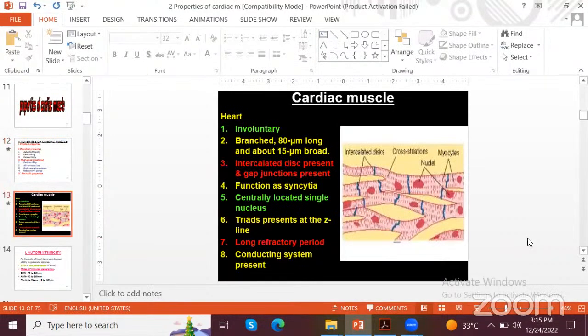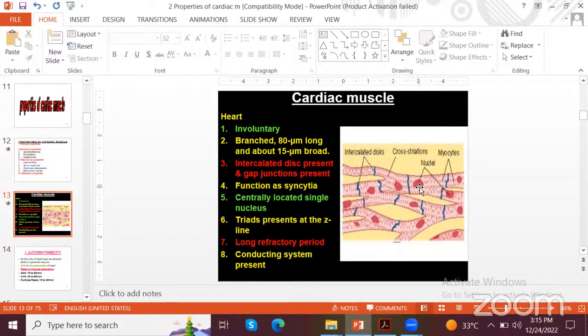Coming to the physical properties, the cardiac muscles are involuntary in nature. They are branched and the size is around 18 micrometer in length and around 15 micrometer in breadth. And intercalated discs are present and gap junctions are present, that we have seen. It acts as a syncytium, that is, it functions as a single unit because of the presence of gap junctions.